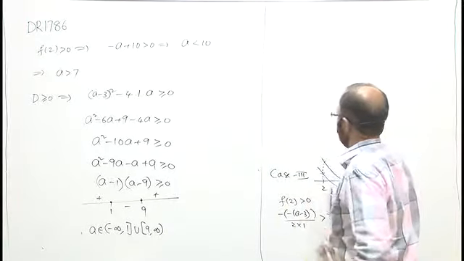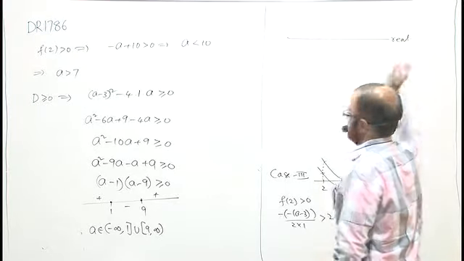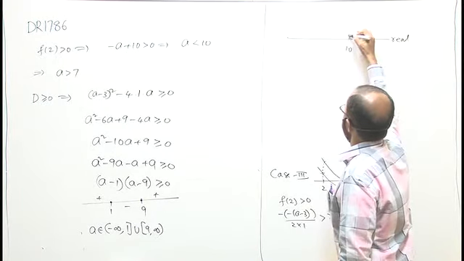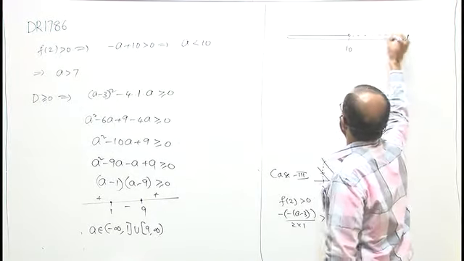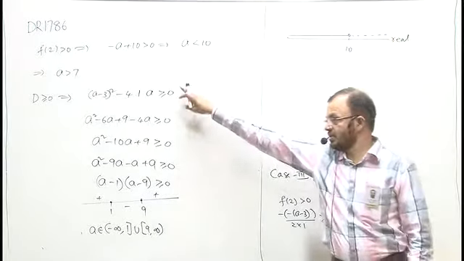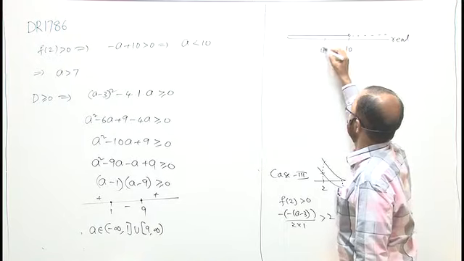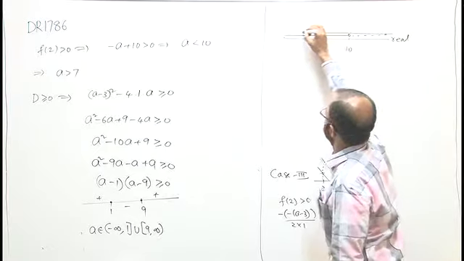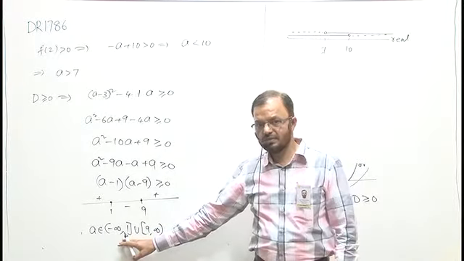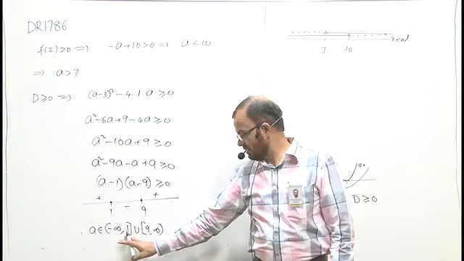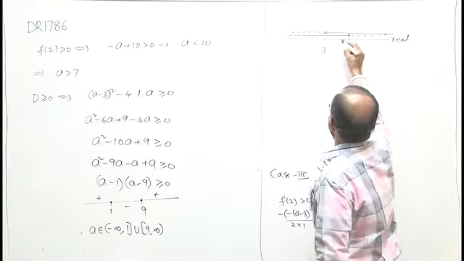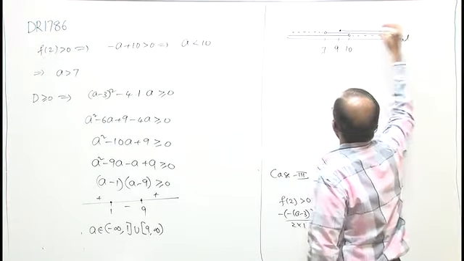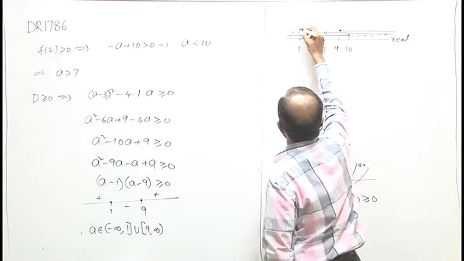I am drawing a real line. Now I draw the first condition. For this I need 10. a is less than 10. Second condition, I am drawing a greater than 7. I come to the third condition, a from minus infinity to 1 union 9 to infinity. Here it is somewhere 9 to infinity, and here it will be somewhere 1.